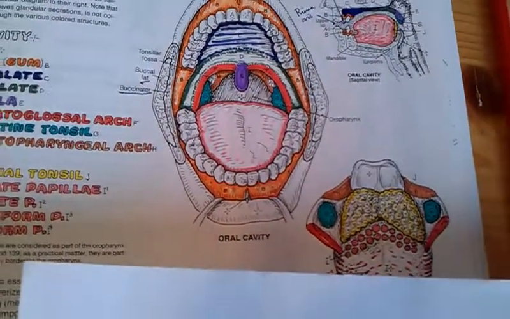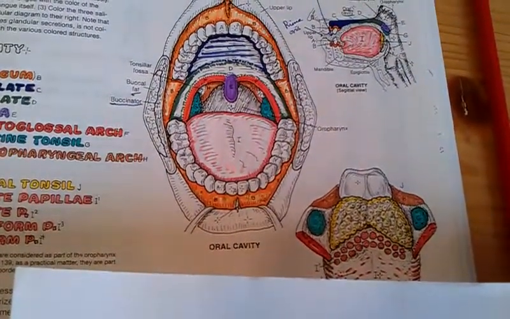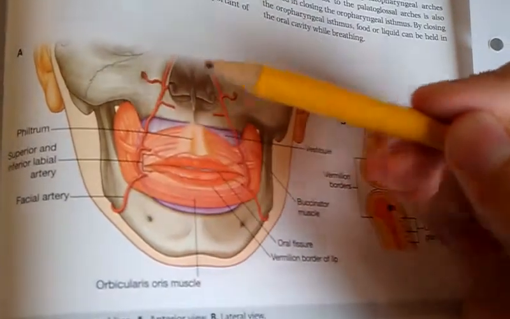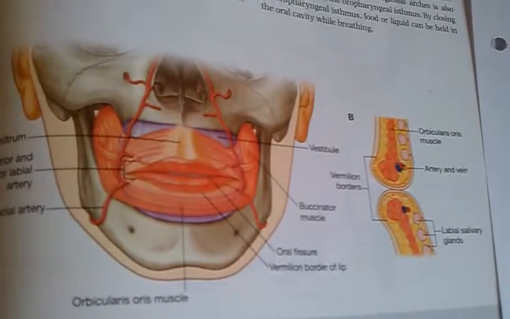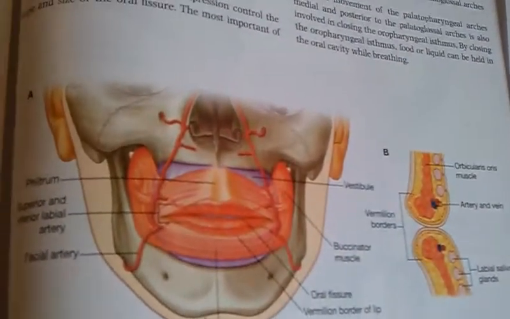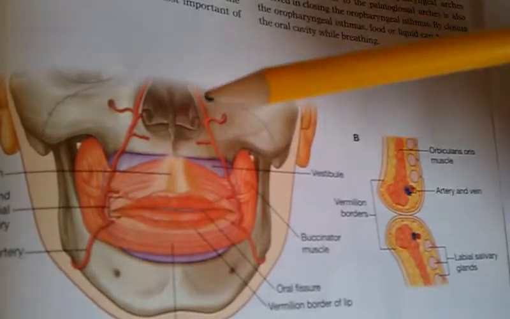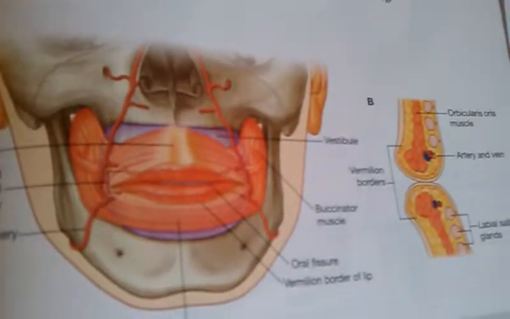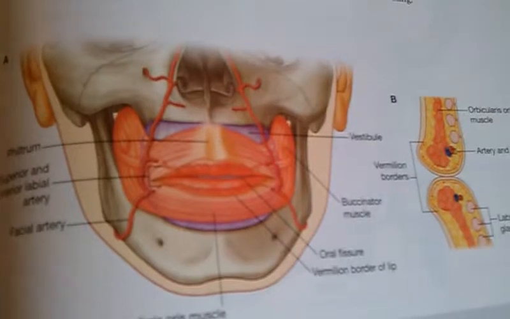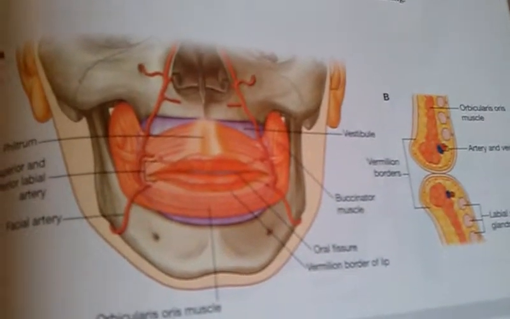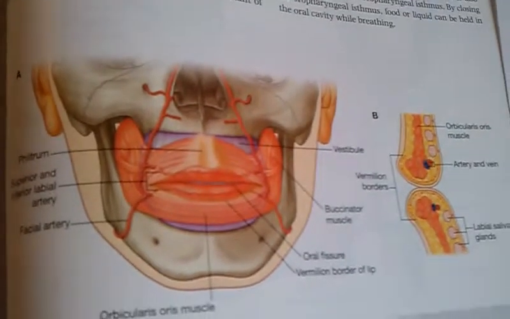The blood supply of lips and cheeks is the facial artery. If you see on this picture, this is the facial artery on each side, and that supplies the lips and the cheeks with blood, and there's also a facial vein that goes next to it that drains the blood again. And the nerve supply is the trigeminal nerve for sensory and the facial nerve for motor impulses.